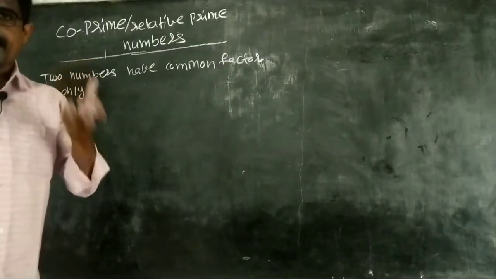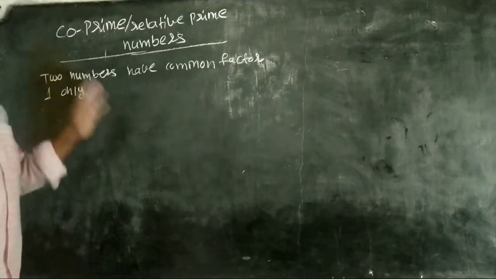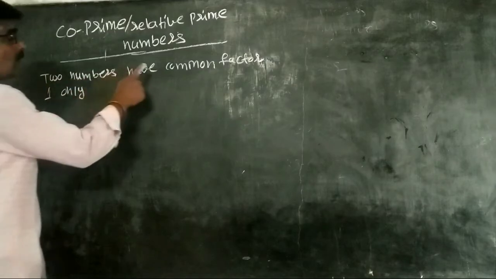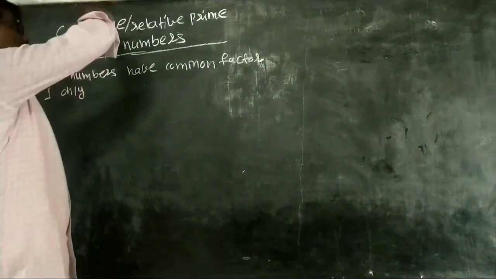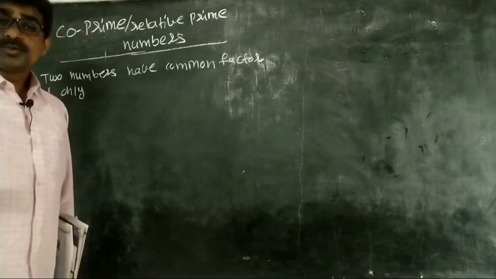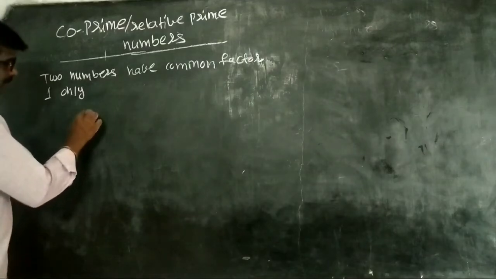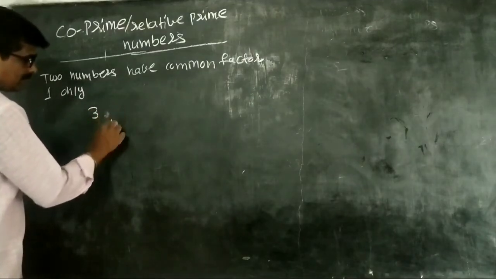What is co-prime? What is relatively prime? Both have the same meaning. Two numbers that have only 1 as a common factor are called co-prime numbers. See how, for example, I will take 3. So I have to write the factors of 3: 1 times 3 is 3.